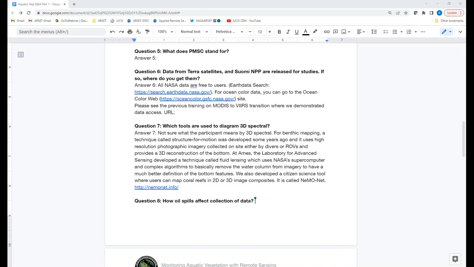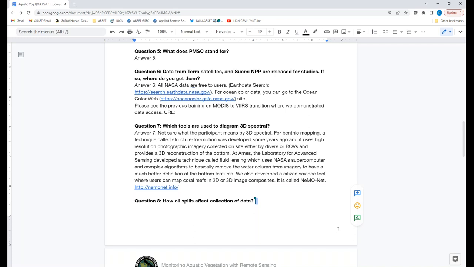For benthic mapping, there's a technique called structure from motion, which was developed some years ago by colleagues from the U.S. Geological Survey and others. It uses high-resolution photographic imagery collected by either divers or ROVs, remotely operated vehicles underwater, and then it builds a 3D reconstruction of the bottom. At Ames, the person who was the director of the Laboratory for Advanced Sensing, Ved Chirayath, developed a technique called fluid lensing that uses a NASA supercomputer and complex algorithms to basically remove the water column from the imagery and then have a much better delineation of the bottom features. In very clear areas, you can get up to about, I think the latest was about 45 feet or something like that.